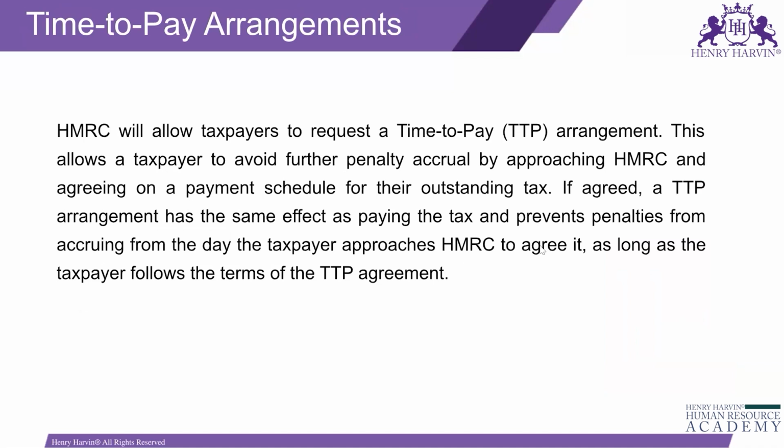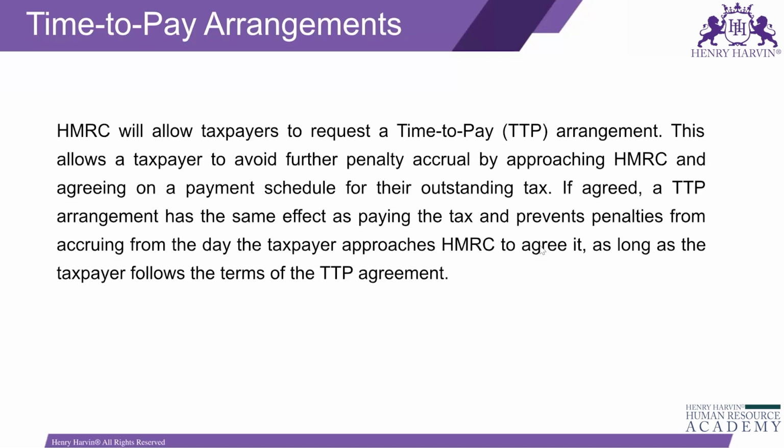So let's see what this is. HMRC will allow taxpayers to request a time to pay arrangement. This allows a taxpayer to avoid further penalty accrual by approaching HMRC and agreeing on a payment schedule for their outstanding tax. So if the taxpayer knows that they'll need 10 days more, they can buy 10 days more. Then HMRC can agree and give that time as a time to pay arrangement.